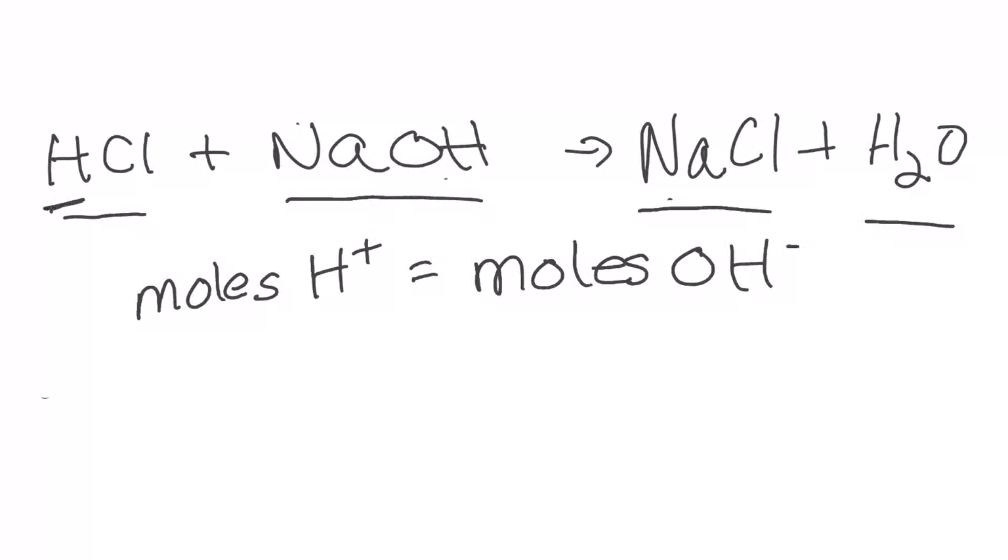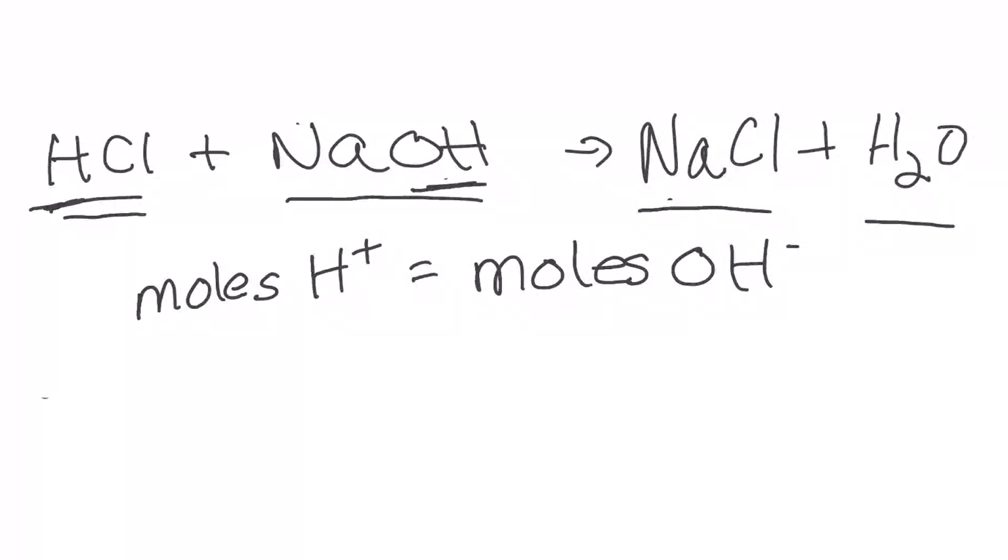Now, the formulas we used here all had just one. This was one H to the HCl. This has one OH to every sodium hydroxide, but sometimes that is not the case, and we'll talk about that in a minute. So how would I calculate the moles of H+ and the moles of OH-?